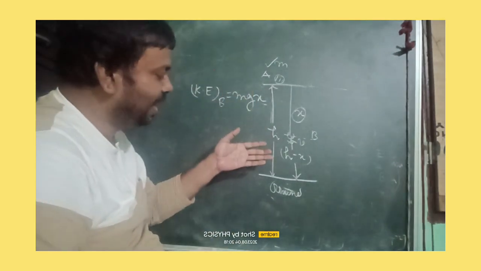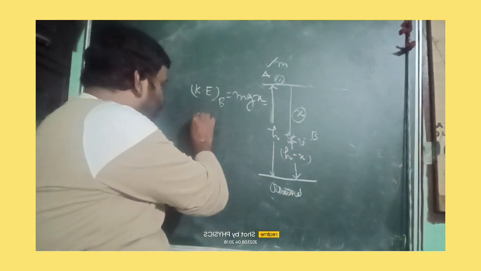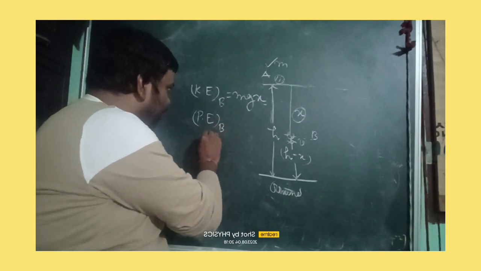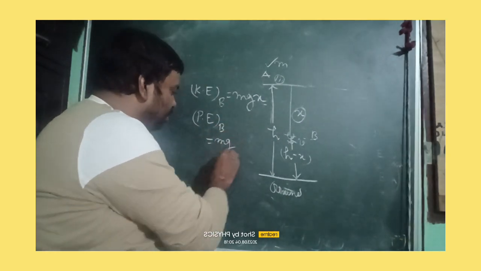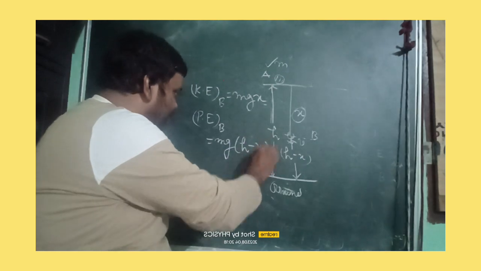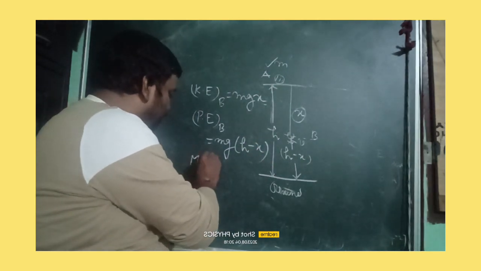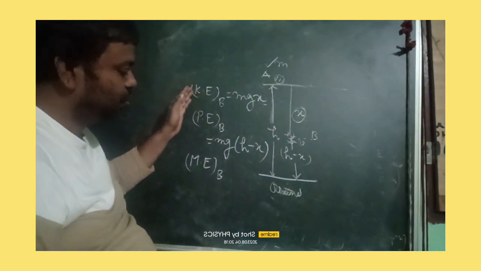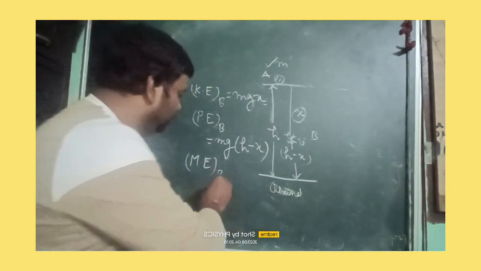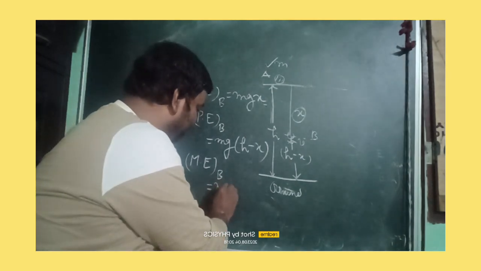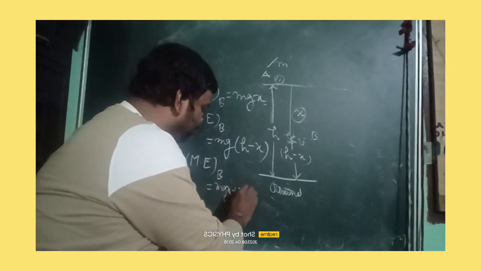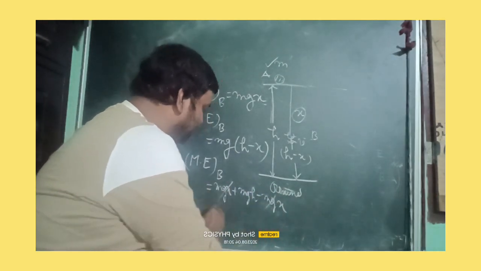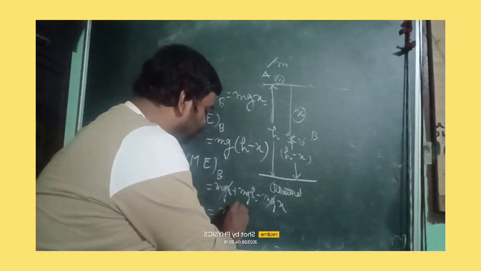Now it is at a height of h minus x. So the potential energy at the point B is equals to mg into h minus x. Now the mechanical energy at the point B is equals to the sum of the kinetic energy and the potential energy. So mgx plus mgh minus mgx, the mgx cancel out, that is equals to mgh.